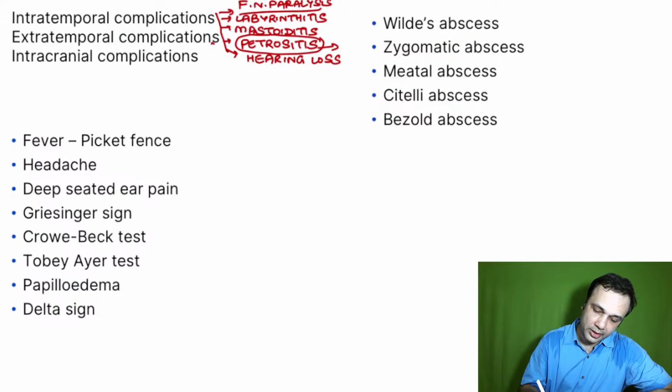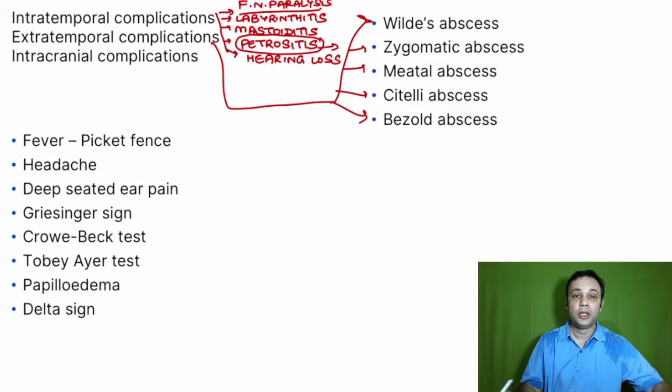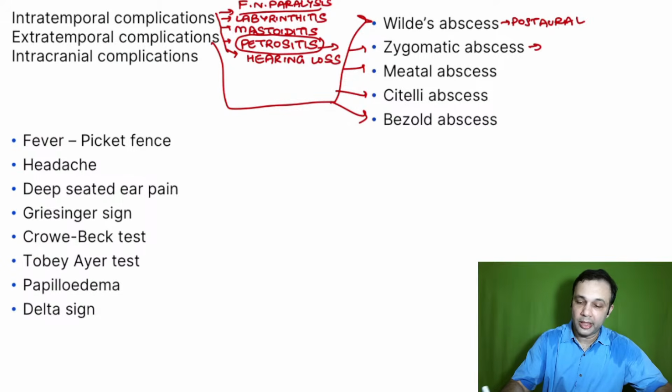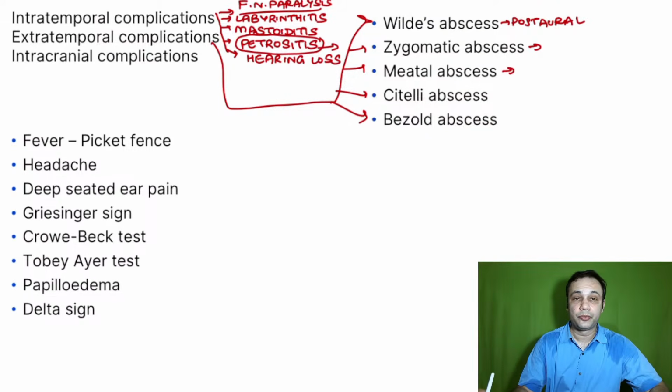So when you talk about extratemporal complications, these are all the extratemporal complications that you have. What is Wilde's abscess? This is a post-aural abscess, right? What is zygomatic abscess? Let's put it in a better way here. Post-aural abscess, right? So when you talk about zygomatic, the name itself says it is in the zygomatic bone, or related to the zygomatic bone. Meatal abscess. What is meatal abscess? It is within the meatus. It's a type of a subperiosteal abscess.